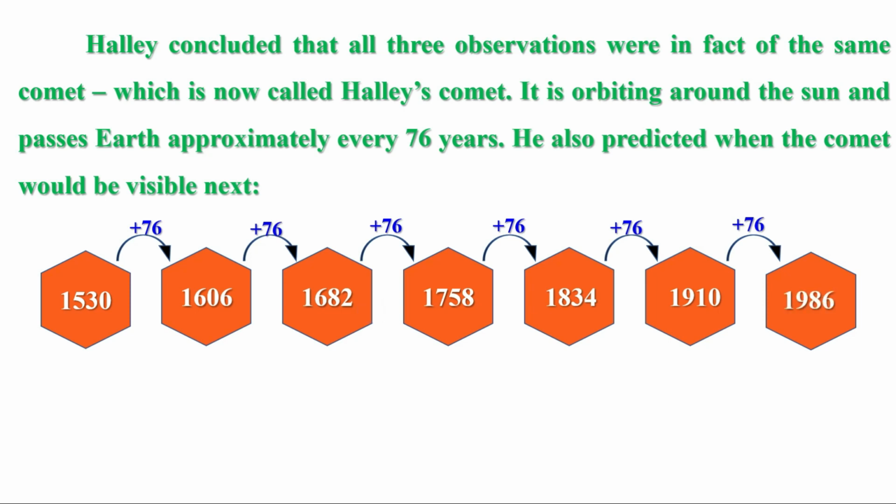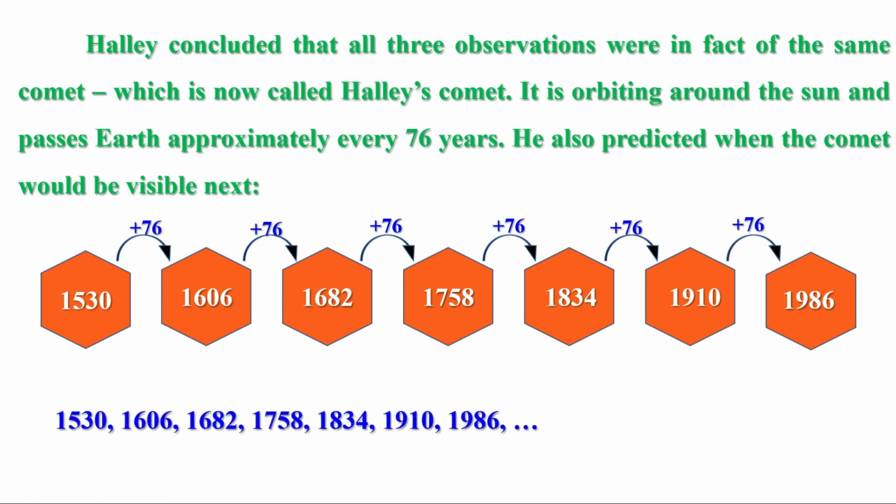It was in 1986. Now let me take all these numbers: 1530, 1606, 1682, 1758, 1834, 1910, 1986. It is a sequence and each term is obtained by adding 76 to the previous term. Such a sequence is called an arithmetic sequence.